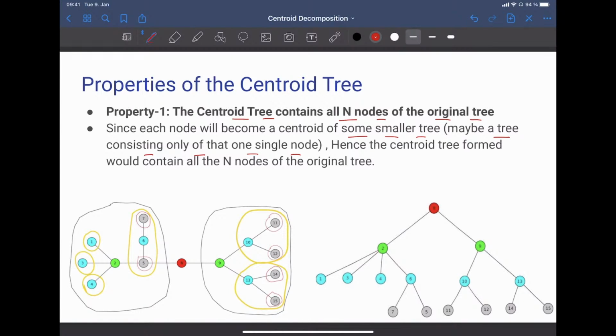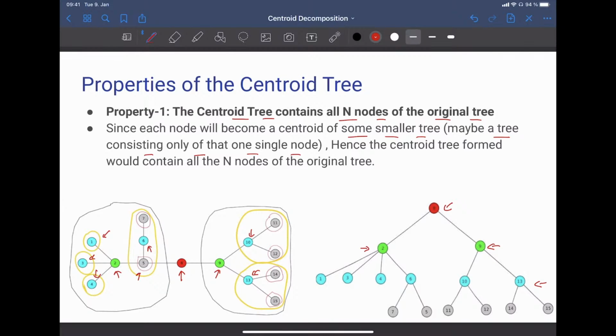So if you look at this example, node 8 became the centroid in the first go. Therefore it became the root. Node 2 and node 9 became the centroids in the second iteration. Therefore their level is 2. Both of them got attached in the centroid tree as children of node 8. Node 1, node 3, node 4, node 6, node 10 and node 13 became the centroids in the third iteration. Therefore all of them came at level 3 in the centroid tree.